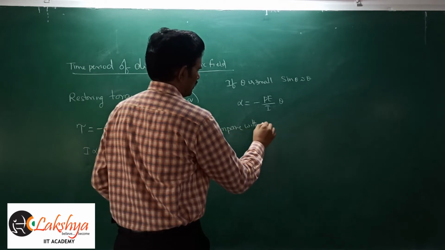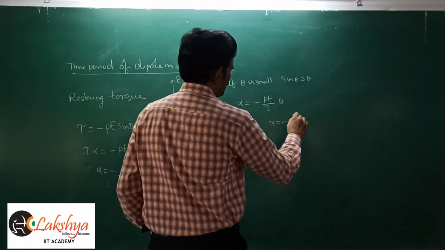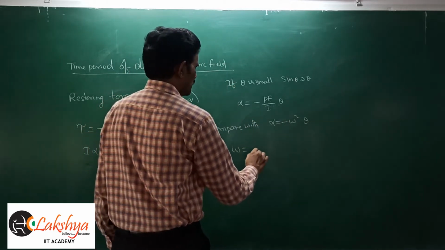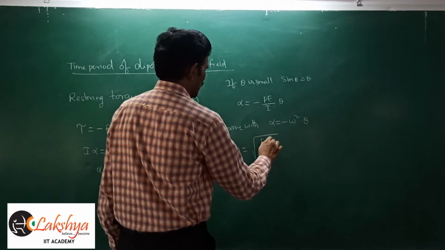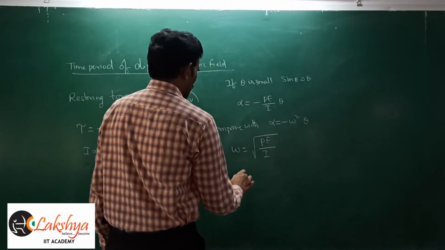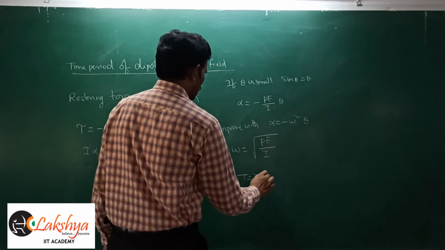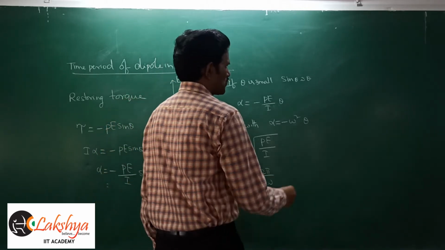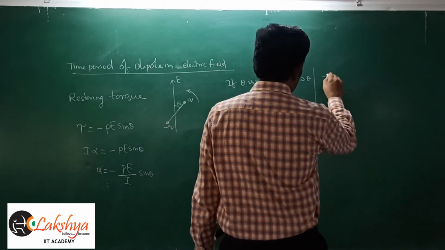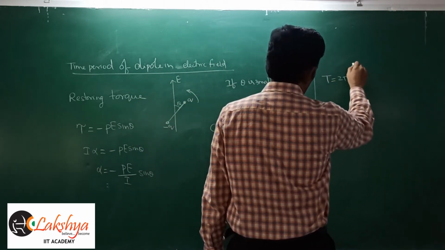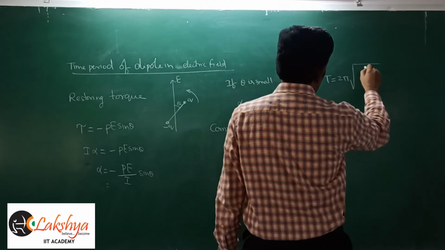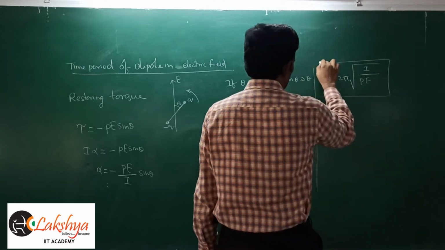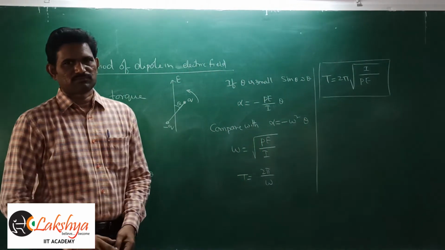So compare with alpha is equal to minus omega square theta. Therefore, omega is equal to under root of PE by I. And from this, time period T is equal to 2 pi by omega. If we substitute there, then you will get the time period of oscillation of this dipole as 2 pi under root of I by PE. So this is the expression for the time period of this dipole.